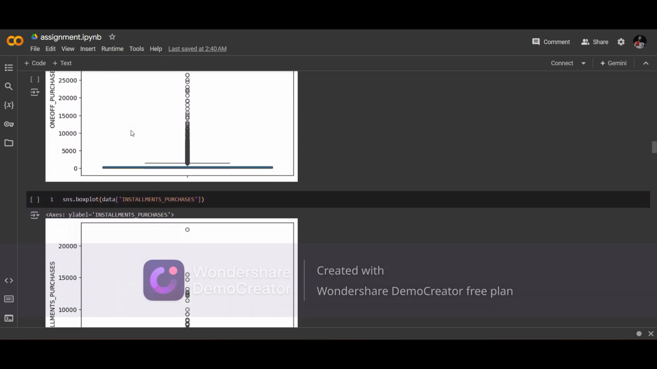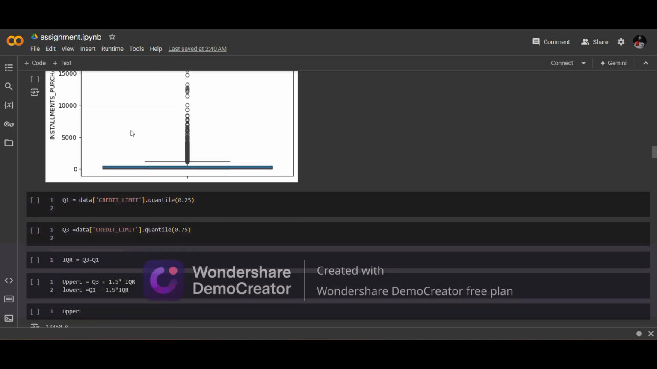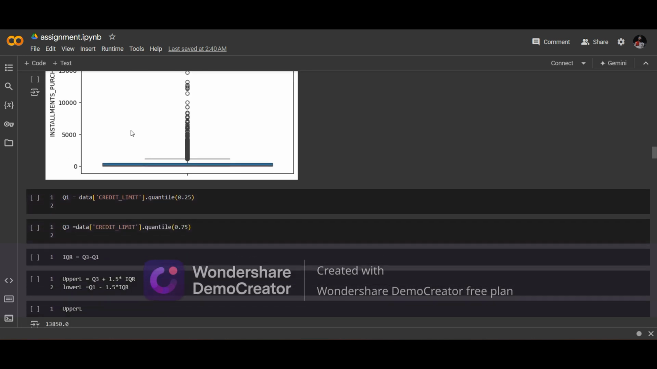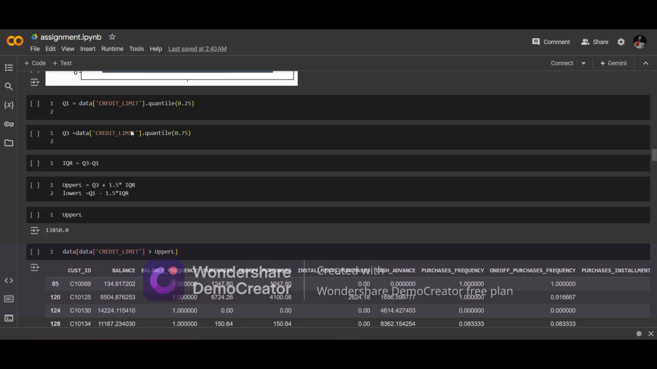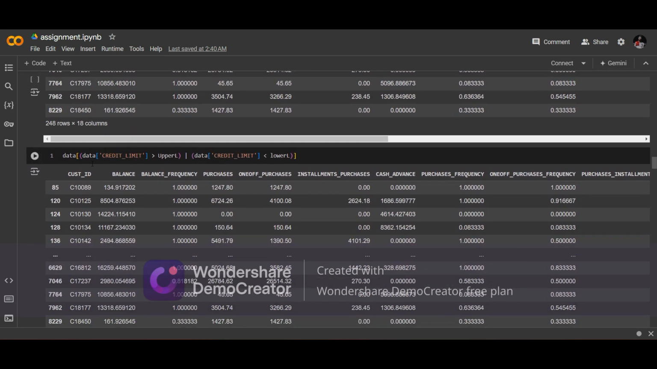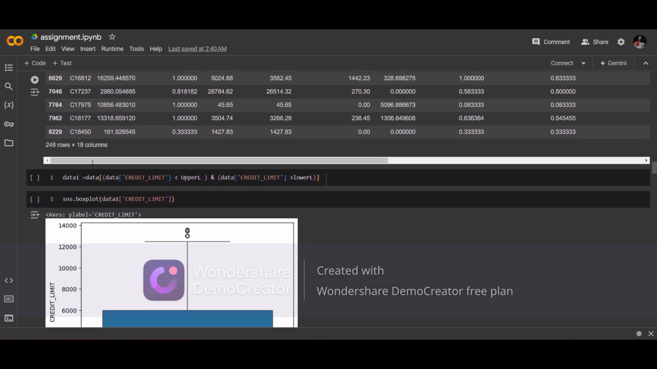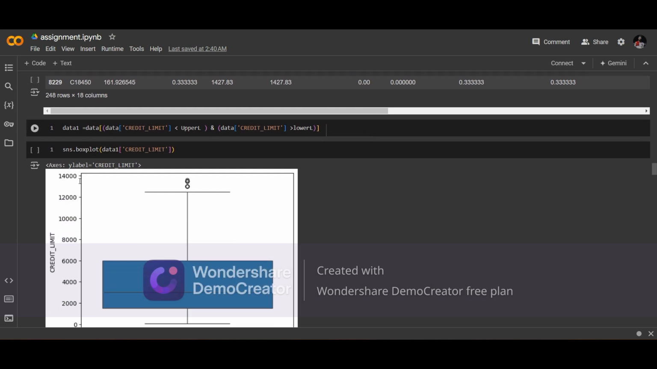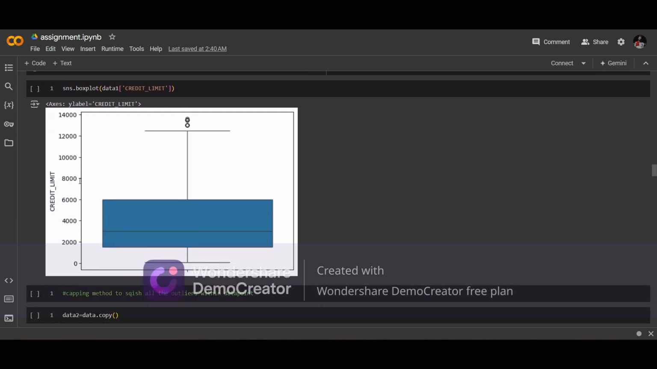Now coming to the points, here are some box plots of different columns, and this is the IQR method where we get an upper limit and lower limit. And this condition is the trimming method, which removes all the outliers from the dataset. This is the trimming method, and here we can see most of the outliers are removed.